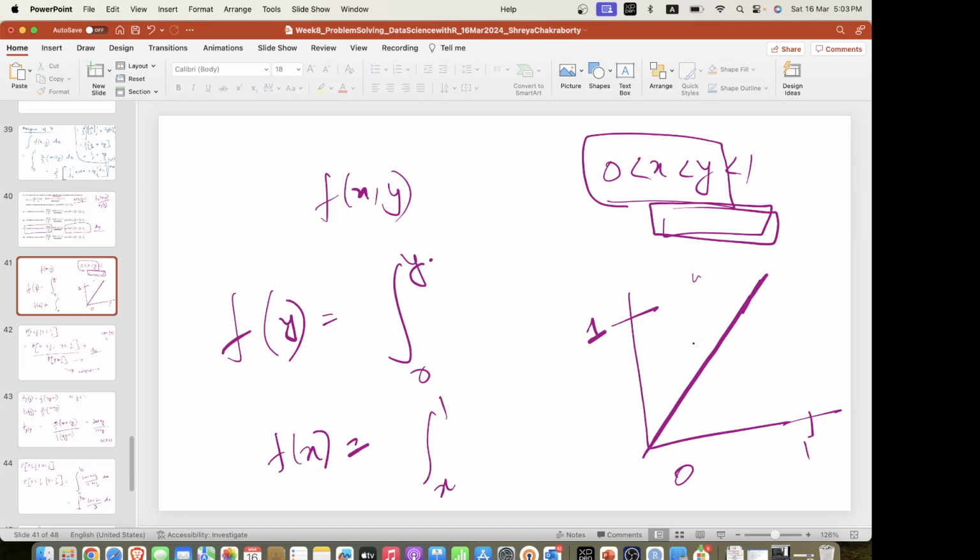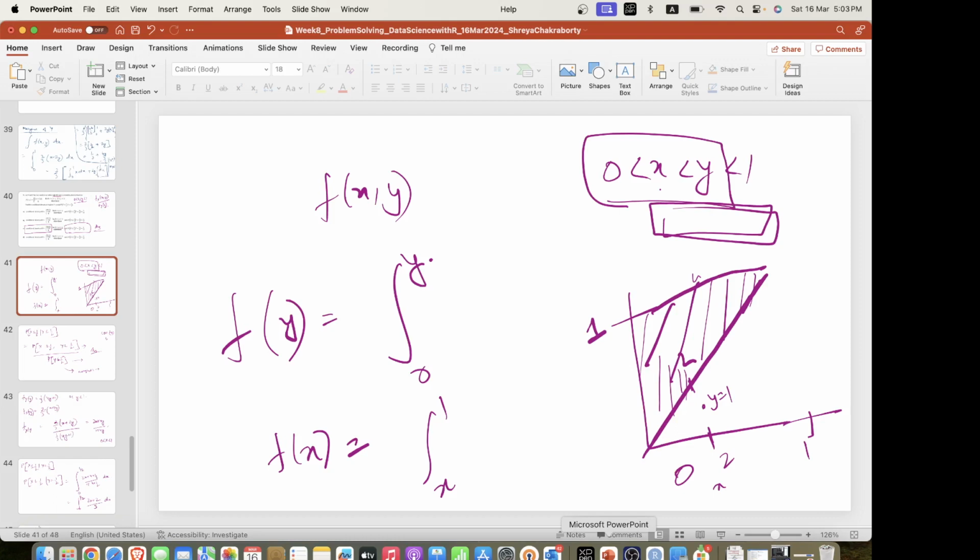Ma'am, we want x less than y, right? So here if I am at 2, then this is 2, and here y is 1. So here x is 2, y is 1, so x is greater than y in this case. The area that I am actually interested in is this part. Is this clear to you?